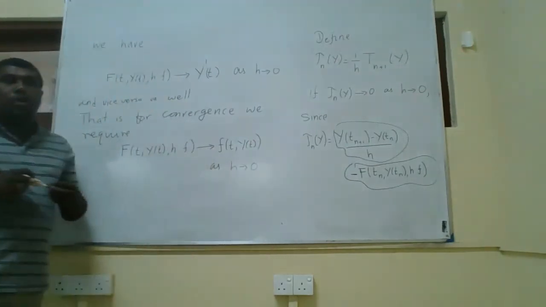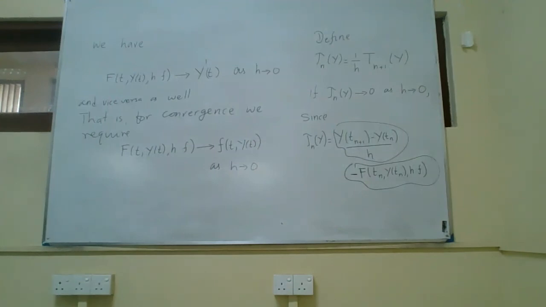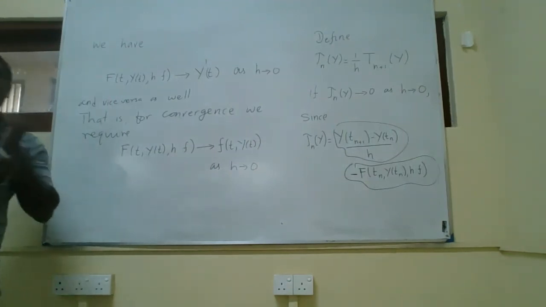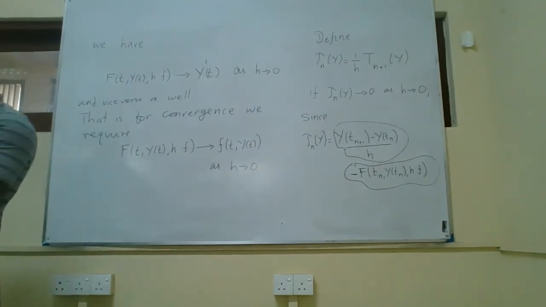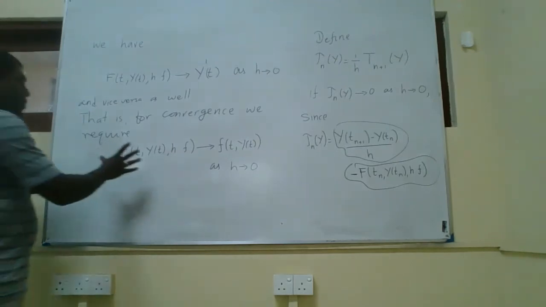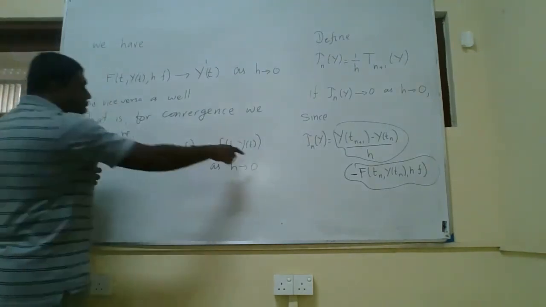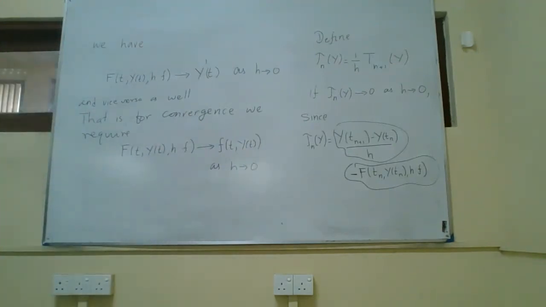So if you want to prove convergence, or if you want to show the method is convergent, then you need to have capital F converge to small f as h goes to 0. Right? So this is what you want to have. So what you do is you take the difference, and you make the difference go to 0. That is how you show that if you want to show this goes to this, then you know the difference between these two must be 0 as h goes to 0. Right?